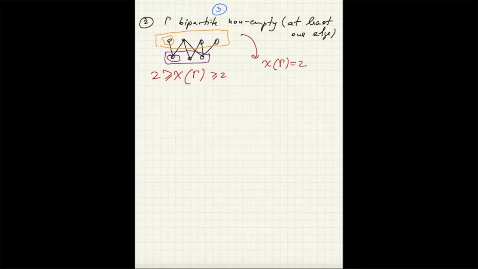So what we get is that the chromatic number of this graph is 2. You can state these results as some simple propositions. The first example was that the chromatic number of gamma is 1 if and only if gamma has no edges.